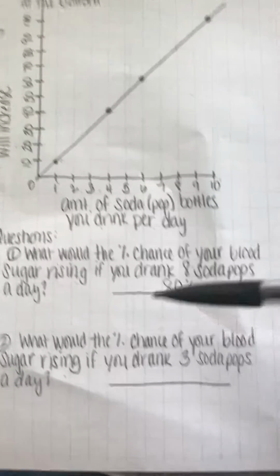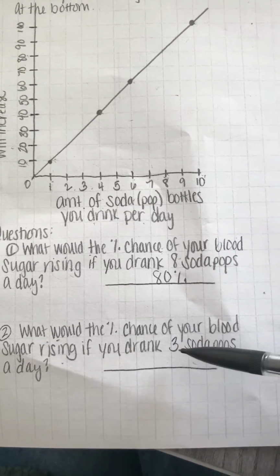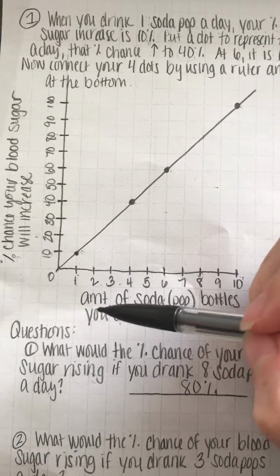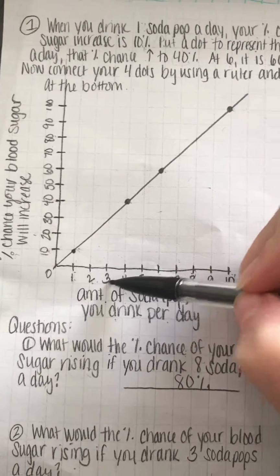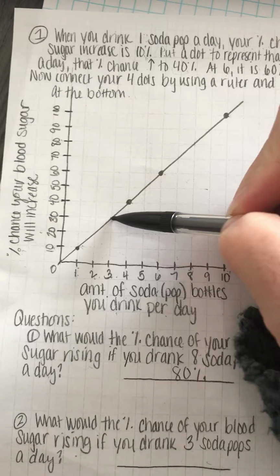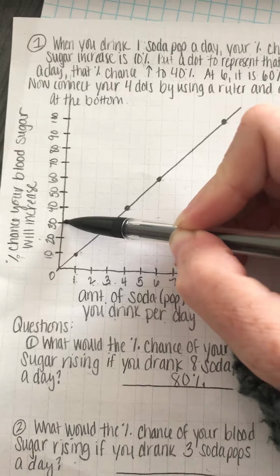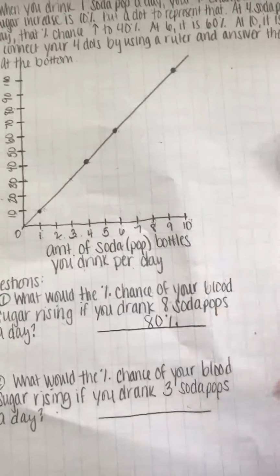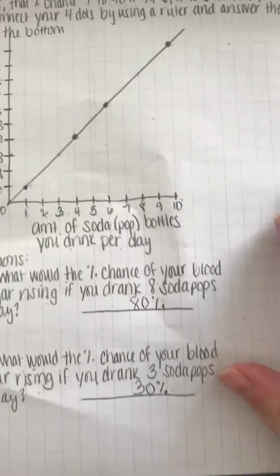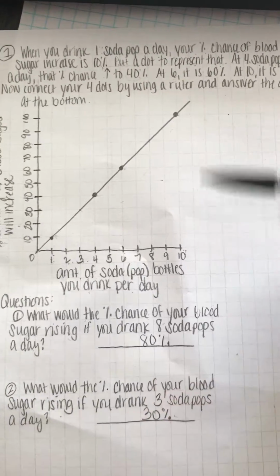Now let's look at the second question. What would the percent chance of your blood sugar rising if you drank 3 soda pops a day? So same thing. So now I have to find my information, right, using the graph. So I go over 1, 2, 3. And now to find my percent chance, I just go up till I hit my line. And I go over. And look. That's what it correlates to. Do you guys see that? So that would be 30%.